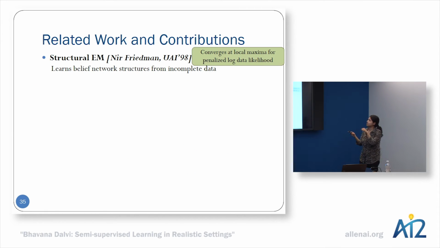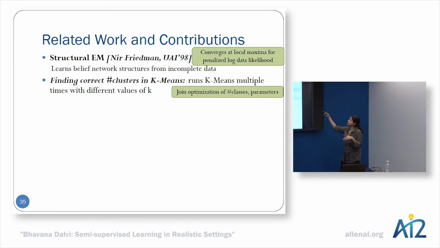So in terms of related work, I will just quickly go over it. It is related to the structural EM approach proposed by Nir Friedman in the way that we are also learning structure in the unlabeled data. And using this correspondence, we can say that our model also converges at local maxima for penalized log data likelihood. In terms of other work which finds the correct number of clusters for k-means, these algorithms run it for different values of k, but we are doing a joint optimization.